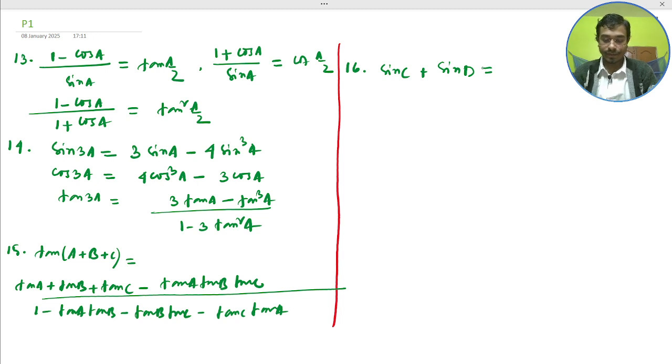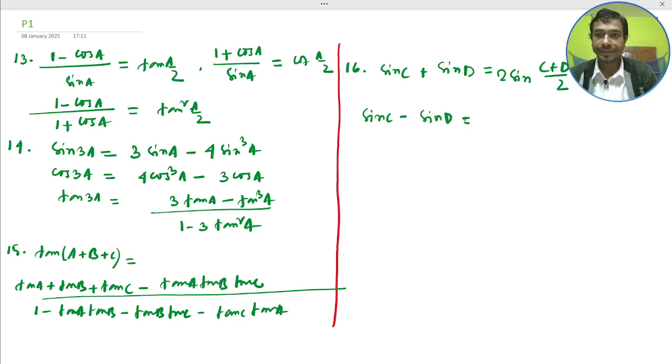That is equal to twice sin C plus D by 2 cos C minus D by 2, and sin C minus sin D, that is twice cos C plus D by 2 sin C minus D by 2.